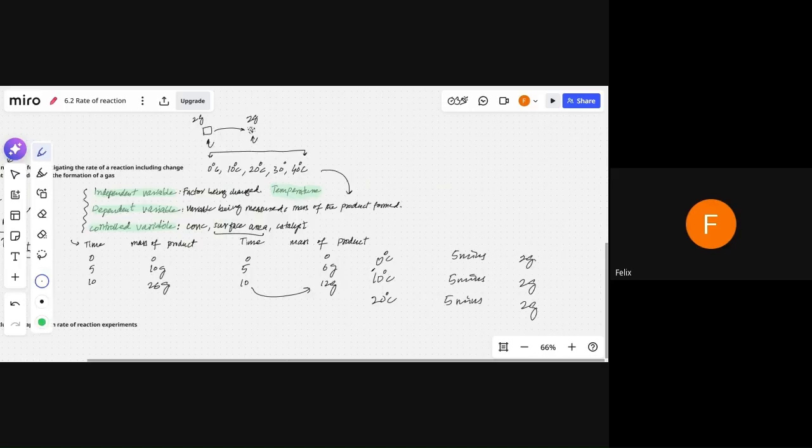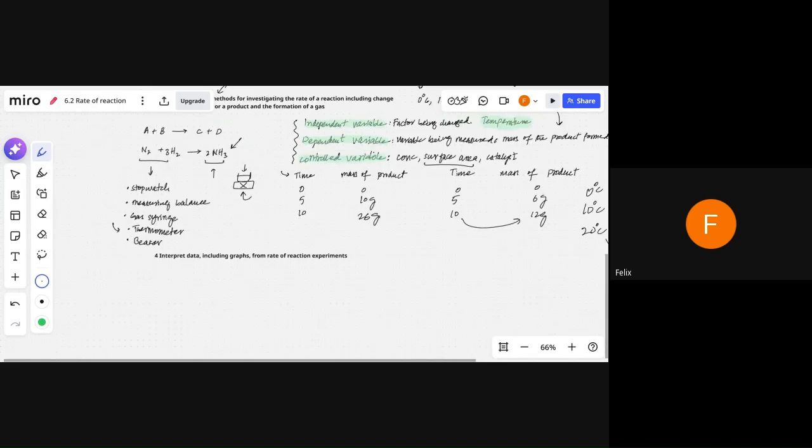And when you increase temperature from 0 to 10, now it will be 3 minutes, right? And at 20 degrees Celsius, now let's say the same amount, 2 grams, is now being produced in just 1.5 minutes, right? So now you can see that the rate of the reaction is increasing with increasing temperature, because less time is being used in order to produce the same amount of a substance, right? So I hope this is clear.